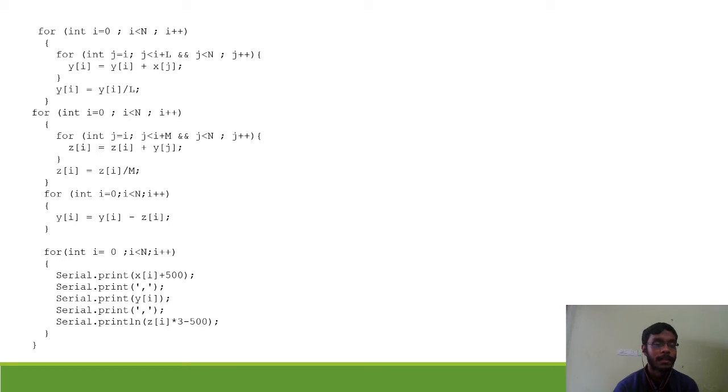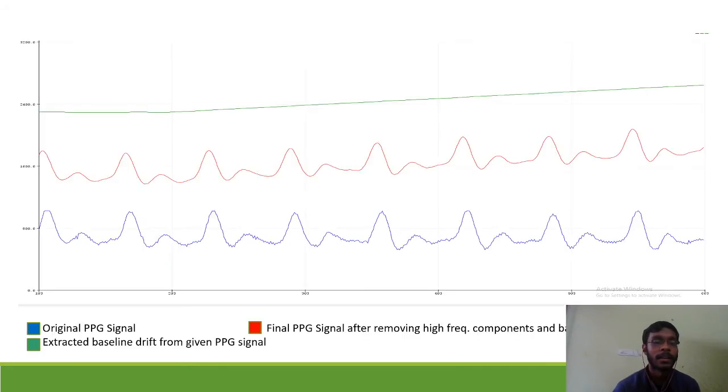Now in the third part, I got the smoothened out PPG signal with the original PPG and the baseline drift. If we subtract the baseline drift from the smoothened signal, we will get the corrected PPG signal. So we did that, and now we are plotting the data.